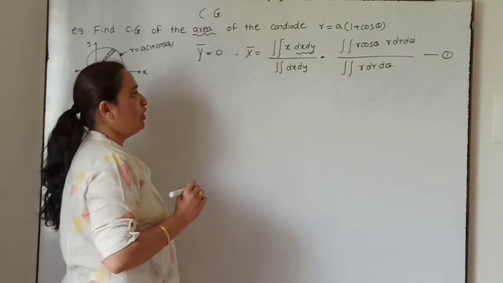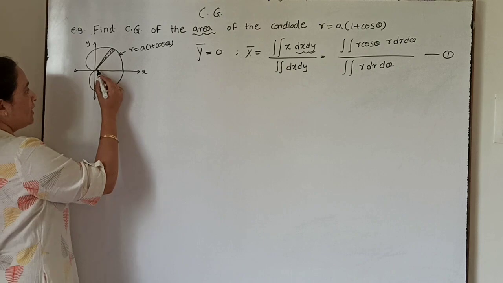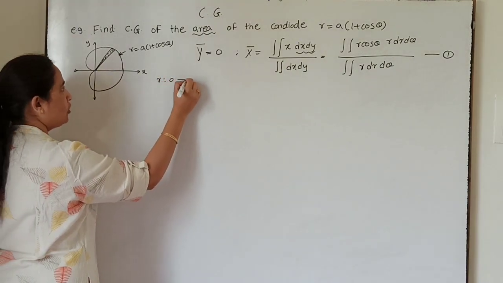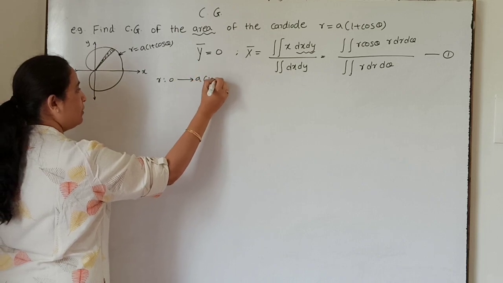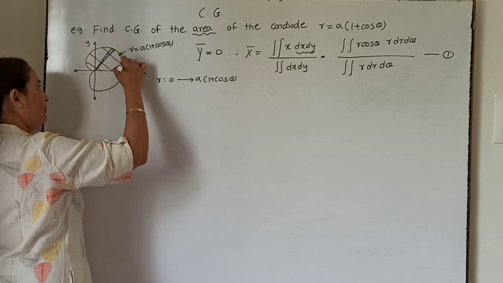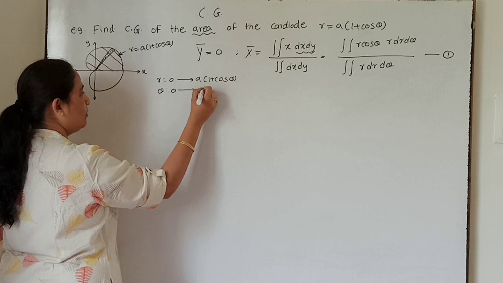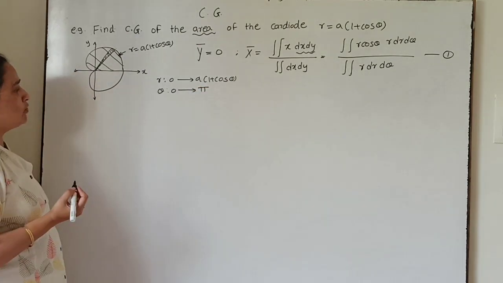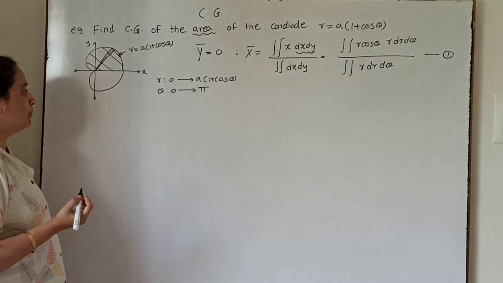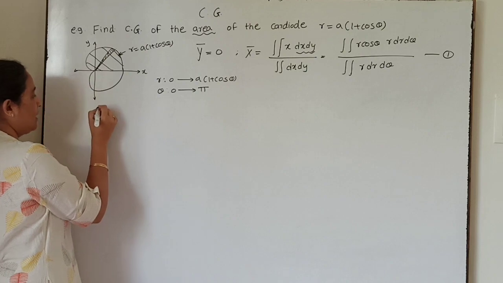We will calculate the value of numerator and denominator separately. If I consider the radial vector, you will get the limits for r: r varies from 0 to a in bracket 1 plus cos theta. And if I consider symmetry, and we consider this part only, the limits for theta are from 0 to pi. So r varies from 0 to a in bracket 1 plus cos theta, and theta varies from 0 to pi. But since we have written 0 to pi, you have to multiply the region by 2.